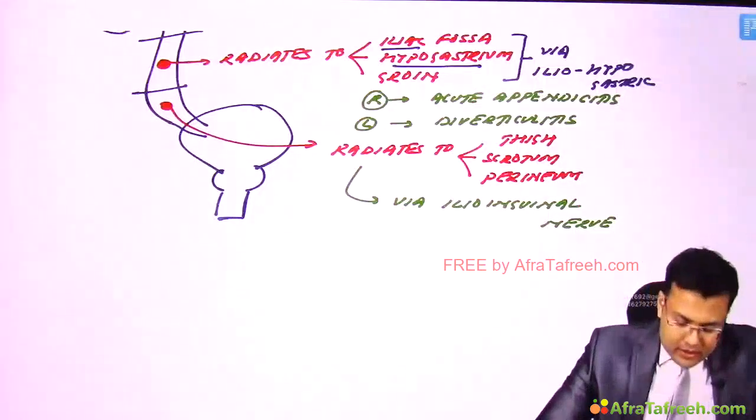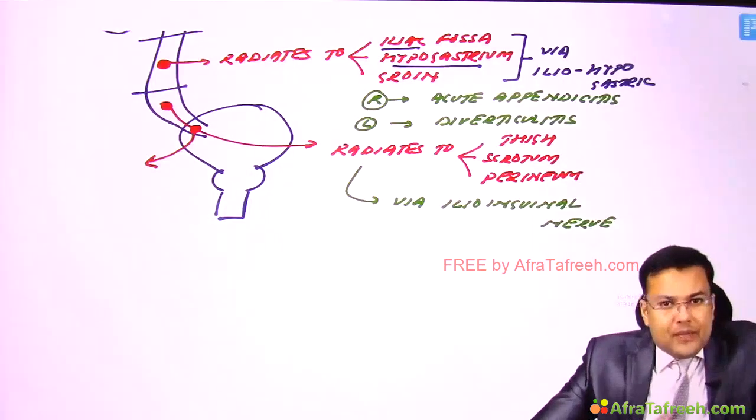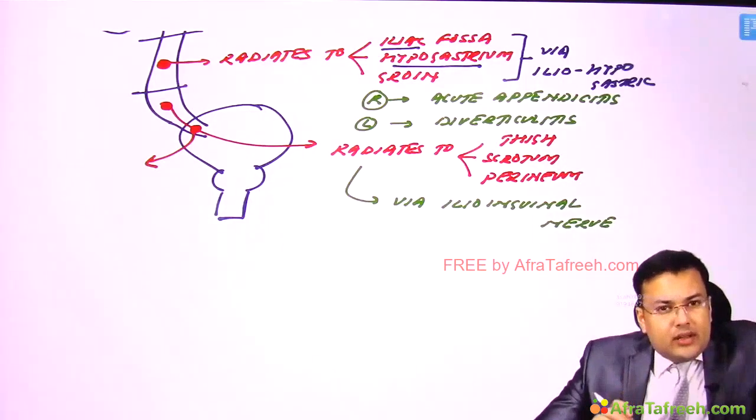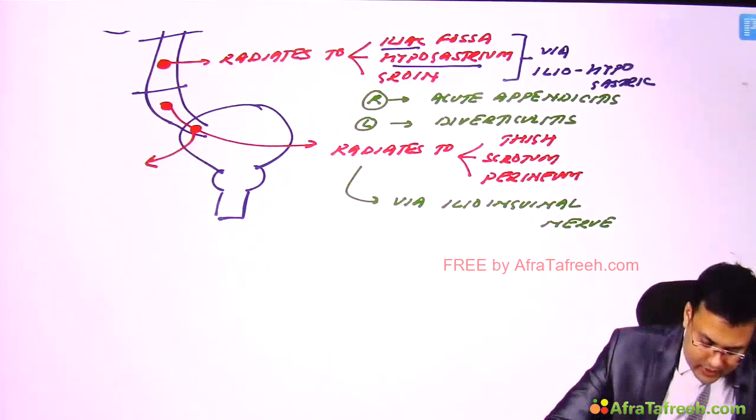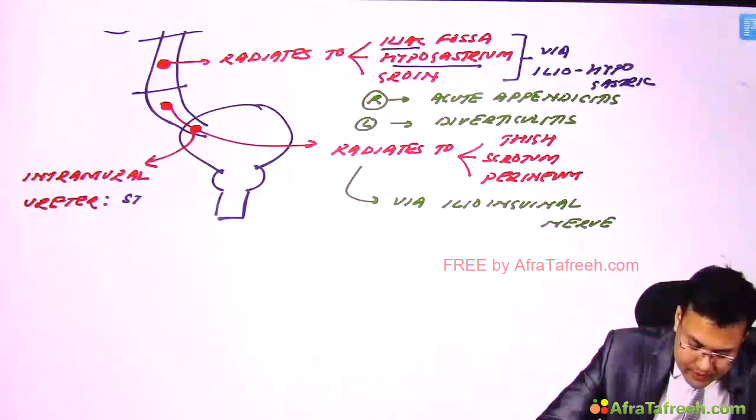Now sometimes the stone is stuck here, where? In the intramural ureter. When the stone is stuck in the intramural ureter, the patient is having strangury.